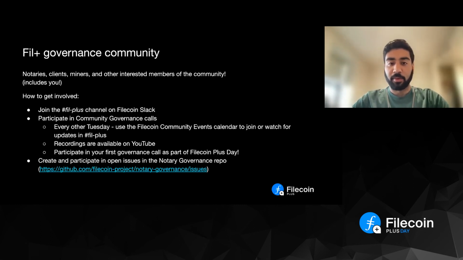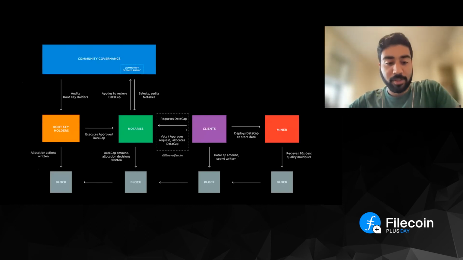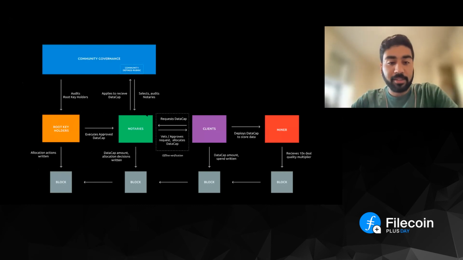Okay, so what I want to do is go back to this diagram now, because we've talked about a bunch of different words on this thing, but now we need to make sure that it actually makes sense. So we talked about the root key holders, which are the executors of information that's actually happening on chain. The notaries are the fiduciaries of the network that are actually allocating DataCap to clients that they believe are worthy of that DataCap.